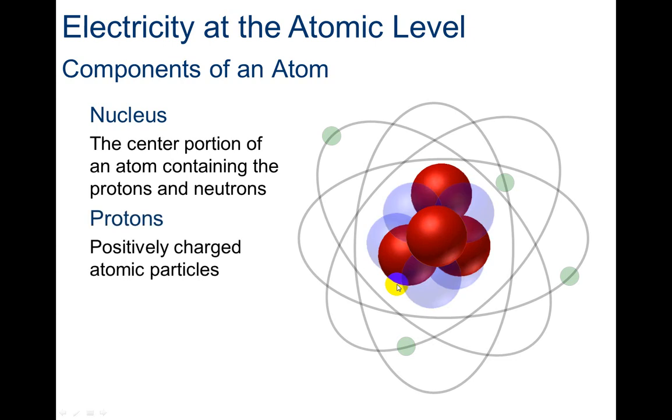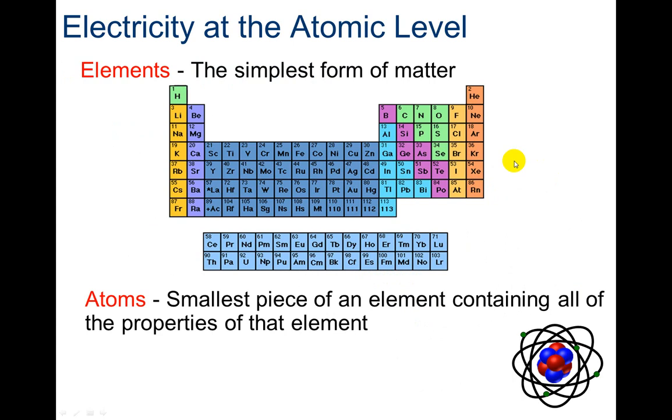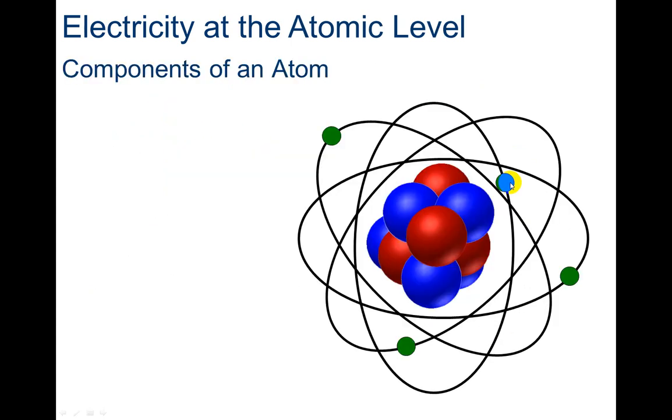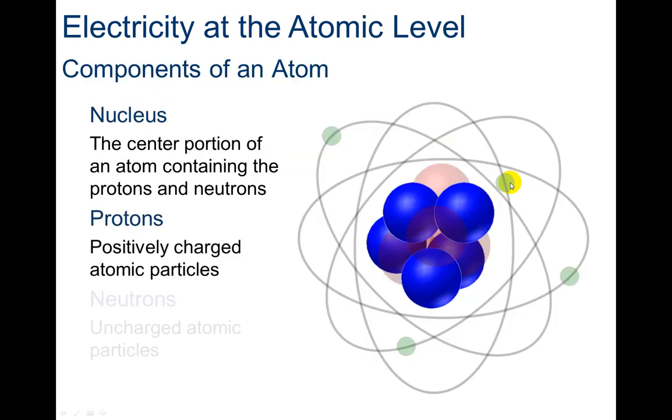You've got your protons that are positively charged atomic particles. We've got in this one 1, 2, 3, 4. That tells us which element it would be. If we go back here, number 4 is beryllium. Okay, and then the neutrons are also in the nucleus, and they're uncharged particles.